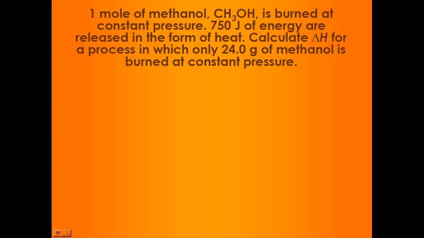So 1 mole of methanol here is being burned at constant pressure. When this takes place, 750 joules of energy is released, so this is exothermic in the form of heat. We want to calculate the delta H value for a process in which we burn only 24 grams of methanol. So we know that 750 joules of energy is released per mole of methanol burned. We need to figure out how the 24 grams compares to a mole of methanol.